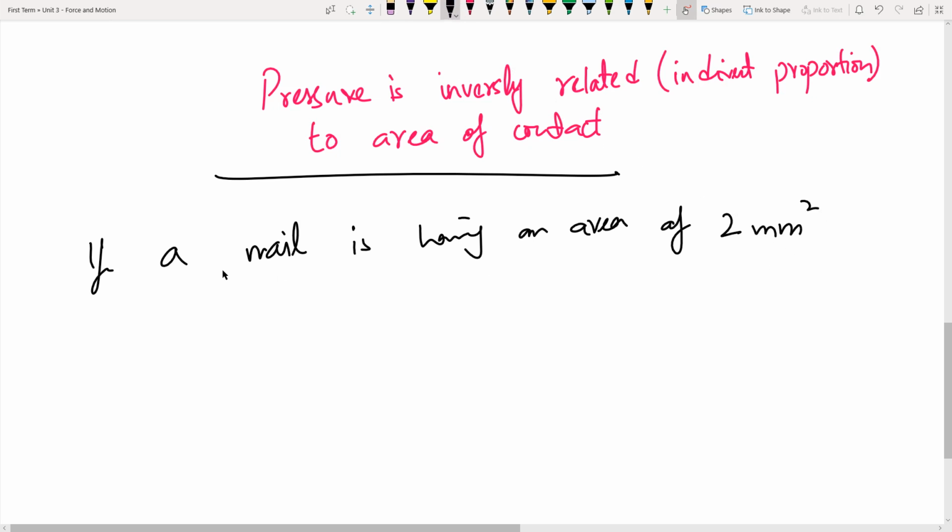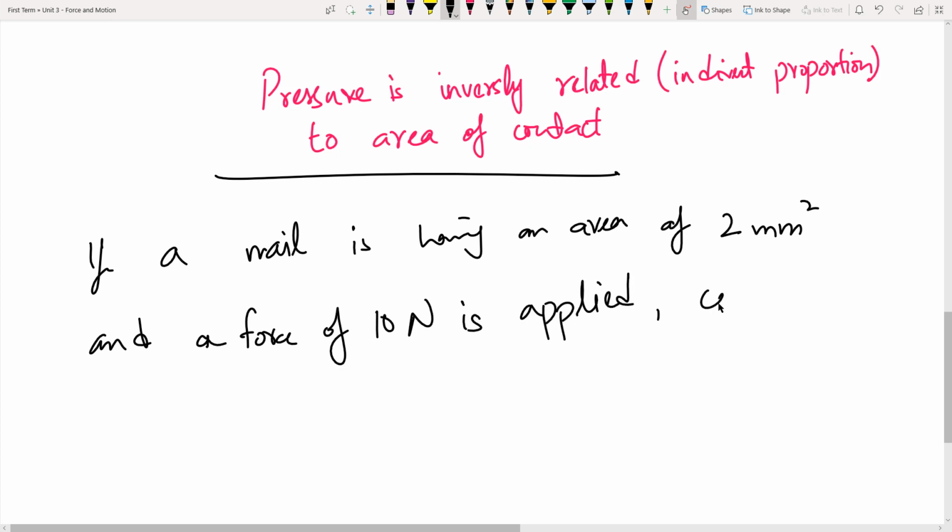2 millimeter square, and a force is applied. Let me just rephrase, my bad, please. If a force of 10 Newton, which is the same as that of one brick, is applied, calculate the pressure. How much pressure would it be for this case?